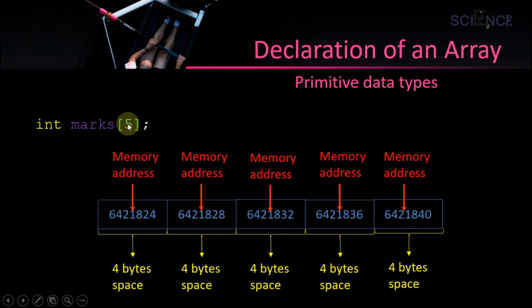I want to store 5 elements in this array, no? So there will be 5 spaces separately for each and every element that I am hoping to store in future, right? So there will be a memory address for each and every space. And how much is this space? It is 4 bytes in space.